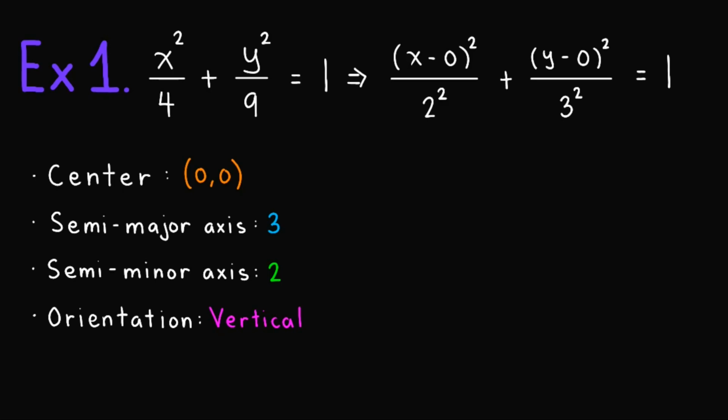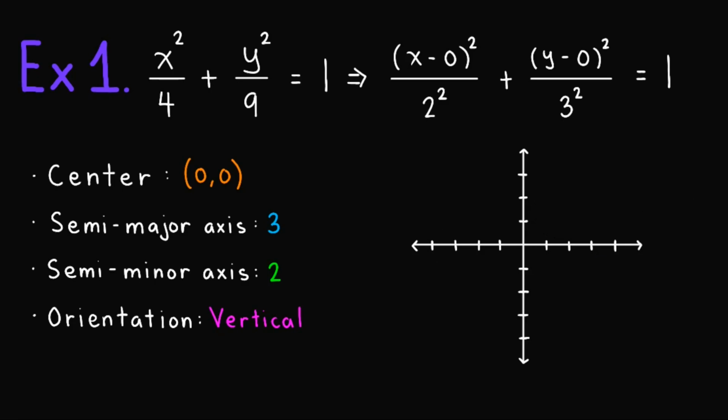Given these three parts and the orientation, we can now graph this ellipse. So let's have a graph out here, the plot, and suppose that these represent the units. So this is 1 unit, 2 units, 3 units, and 1 unit, negative, that.